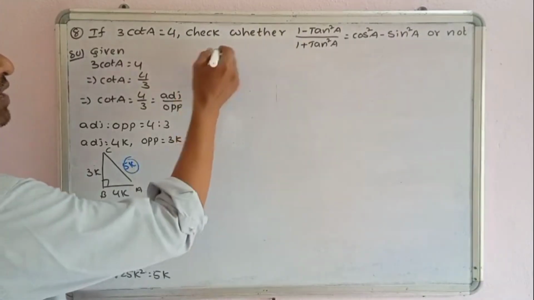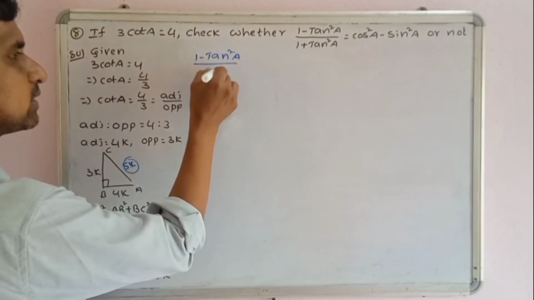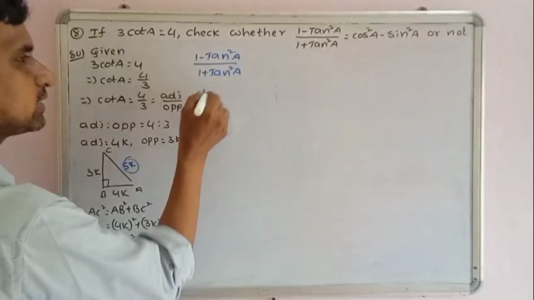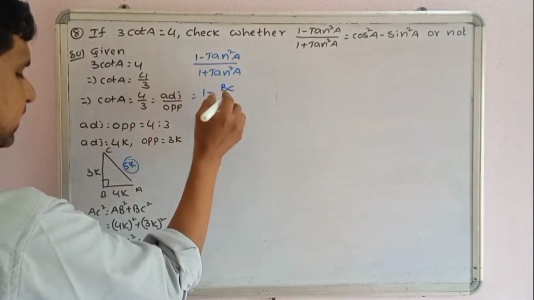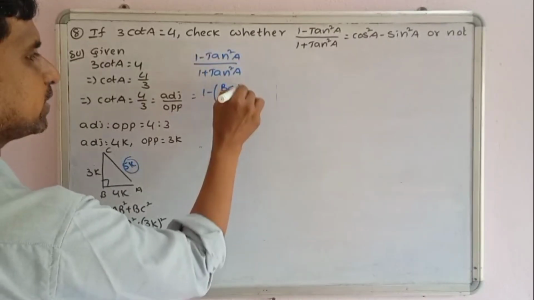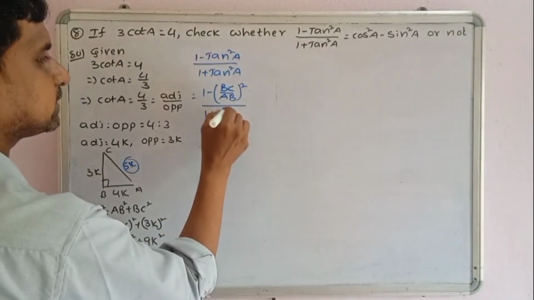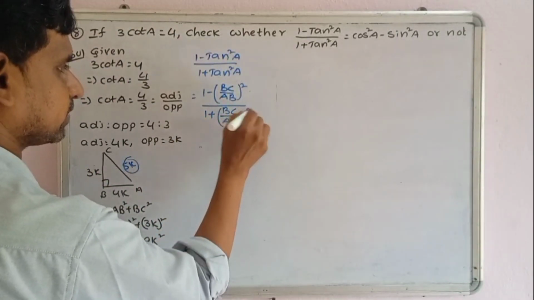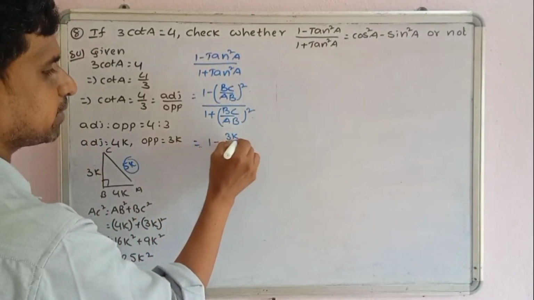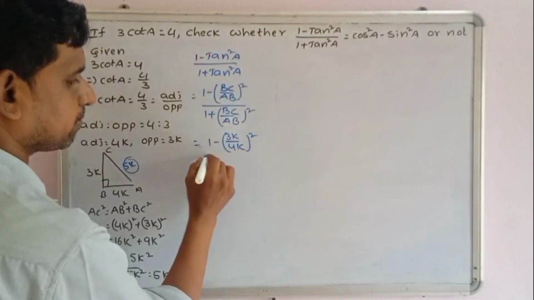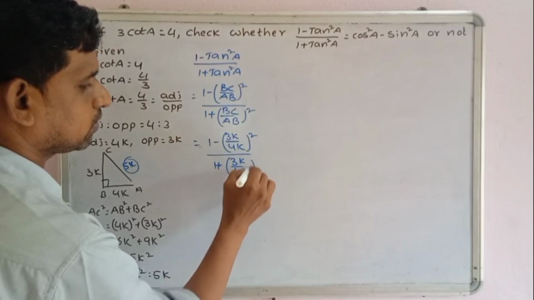So LHS, what is LHS here? 1 minus tan square A by 1 plus tan square A. Tan A definition is side opposite to A by side adjacent to A. Side opposite to A is BC, side adjacent to A is AB. So 1 minus (BC by AB) whole square by 1 plus (BC by AB) whole square. BC value is 3k, AB value is 4k, so 1 minus (3k by 4k) whole square by 1 plus (3k by 4k) whole square.